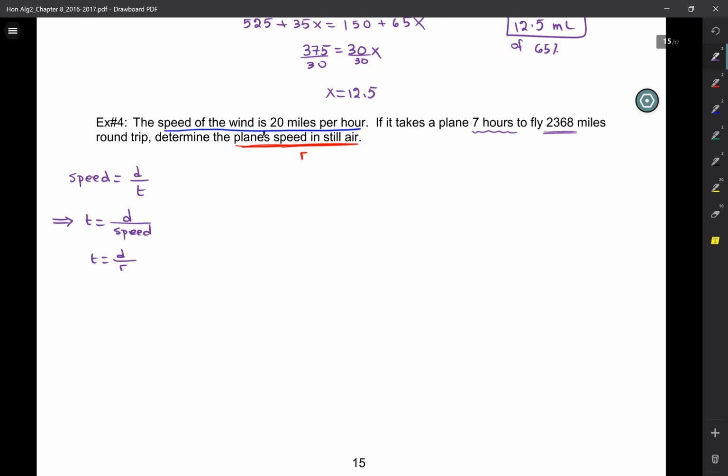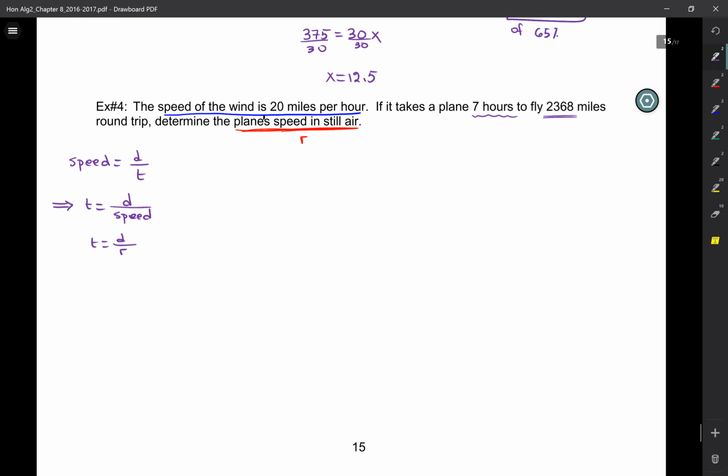How to solve this problem? Yeah, the speed of the wind would be canceled out if it's round trip, one way. Well, but we want to find the plane's speed, right? So we need to find, yeah, you're right, but we need to find the value. You're going to see now how it's going to be.